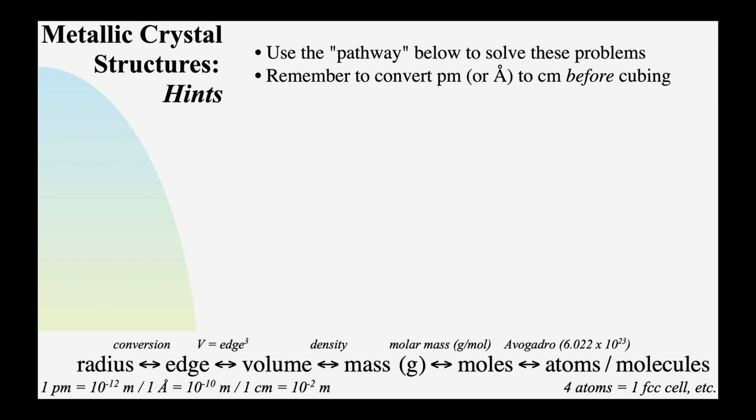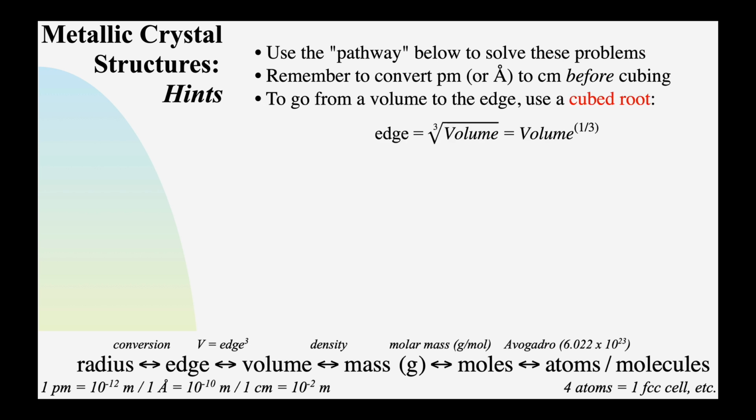I certainly do recommend that you convert picometers or angstroms to centimeters before cubing. It's just going to make your life a lot easier. Again, that's because the density is probably going to be grams per centimeter cubed, and you don't want to have a picometer cubed to centimeter cubed conversion. Yes, you can do it, but it's just a big pain. So try to do that before. It'll make your life a little easier.